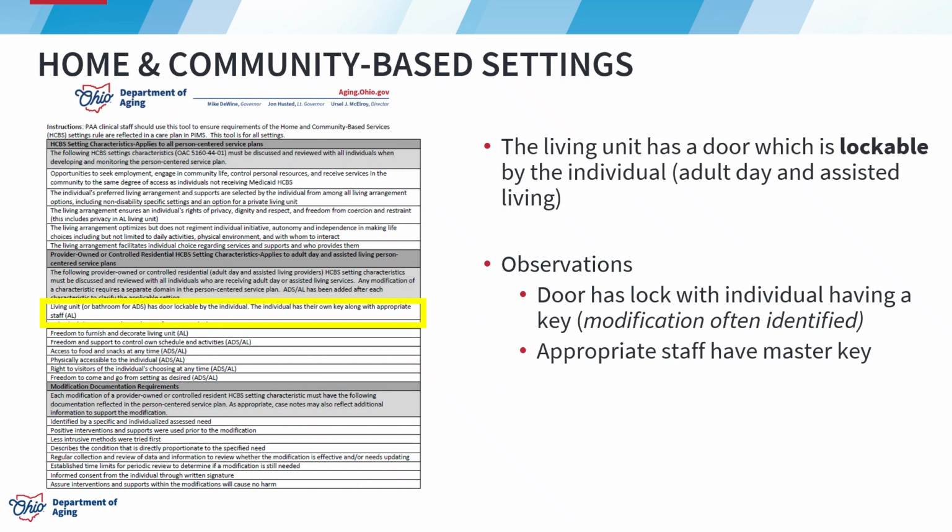The next setting requirement, and you'll see it here on the snapshot of the tool on the left side of your screen, is that the living unit has a door which is lockable by the individual. Now you see here it says adult day and assisted living. Assisted living is pretty obvious: the individual can lock their door to their room whenever they want, and they have a key to unlock that door.